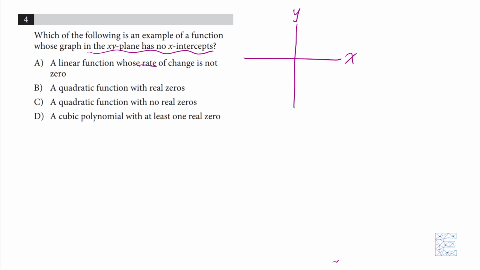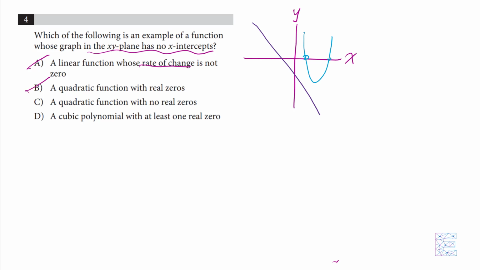Remember, rate of change is just a fancy name for slope. And if the slope is not zero, it means the line is slanting one way or another. So probably this way. And that graph is crossing the x-axis, so we know A is not it. B says a quadratic function with real zeros. Well, if you have a quadratic function with real zeros, it means it's going to be crossing the x-axis somewhere. So B is not it either.